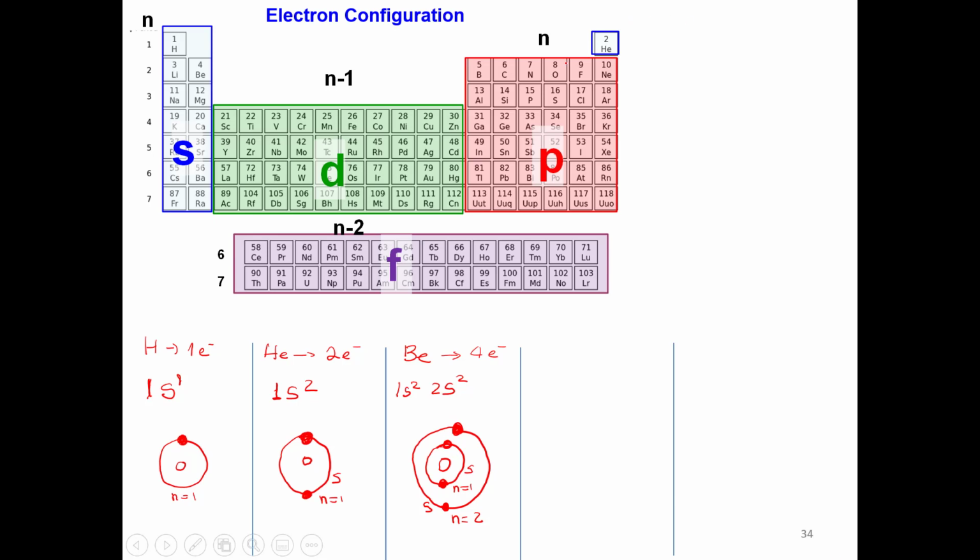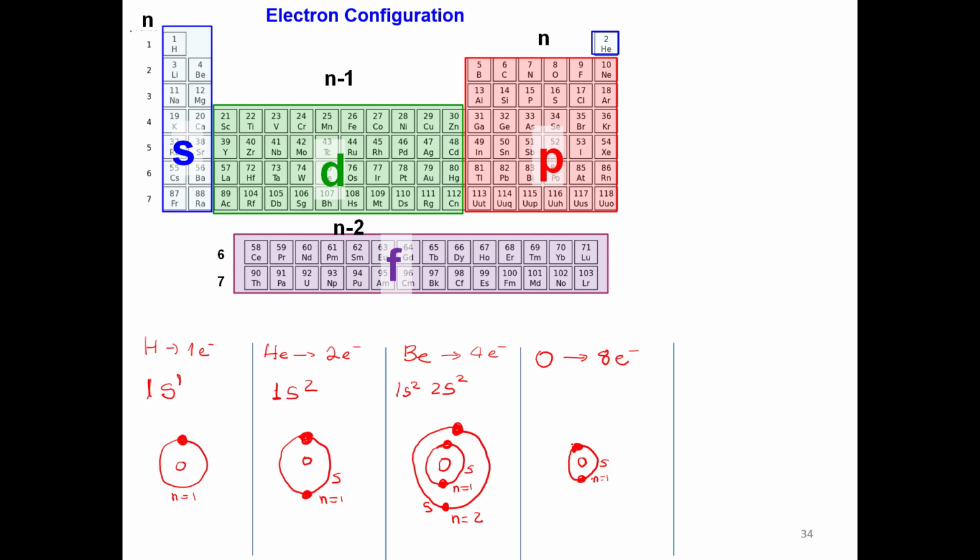Oxygen is here. How many electrons? 8 electrons. Let's try to do the diagram for oxygen. Here we need to do a small one. This is n equal 1. This is shell s. Let me get some space here. This is n equal 1, 2 electrons. This is shell s.